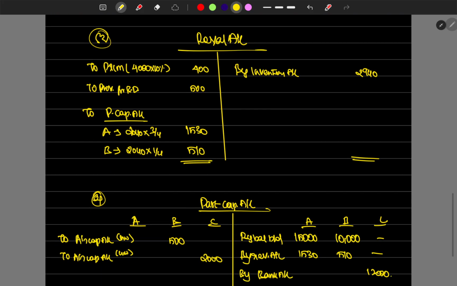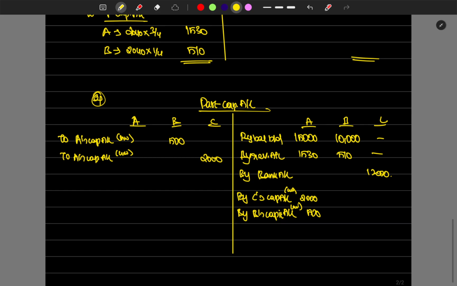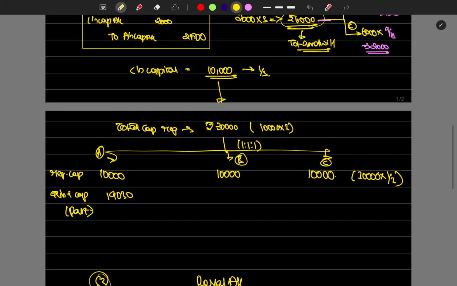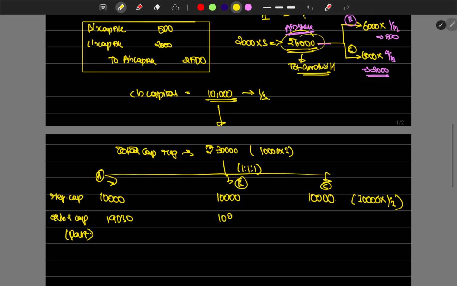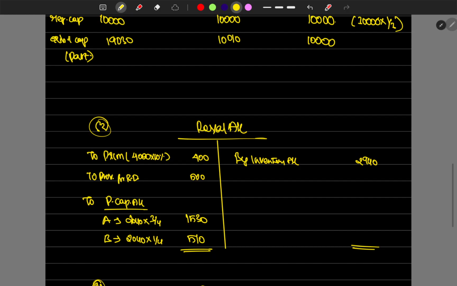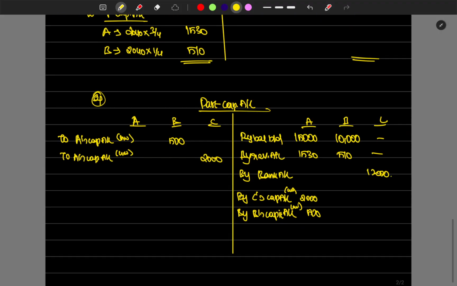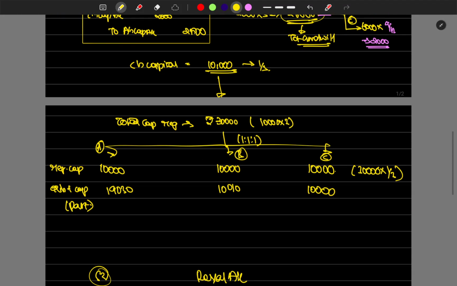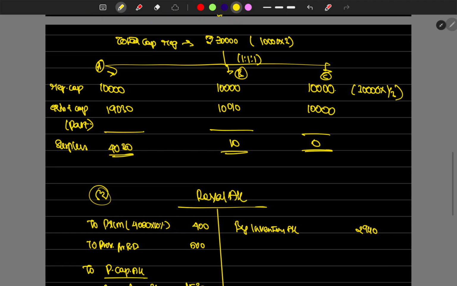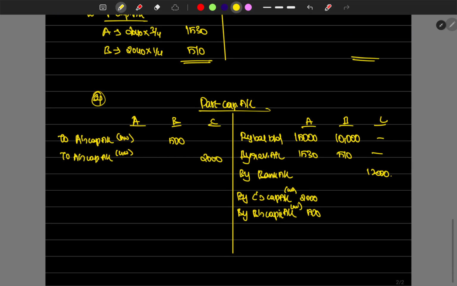Then what's the existing capital of B? 10,000 plus 510 minus 500, which is 10,010, is the existing capital of B. C's capital is 10,000, right? That's it, 10,000. He has brought 12,000. He has paid 2,000 for goodwill. So what's the surplus or deficit? Obviously there is a surplus. 9,030 is the surplus for A and 10 rupees is the surplus for B. There is no surplus for C. So we have to transfer back these amounts to the respective partners, right?